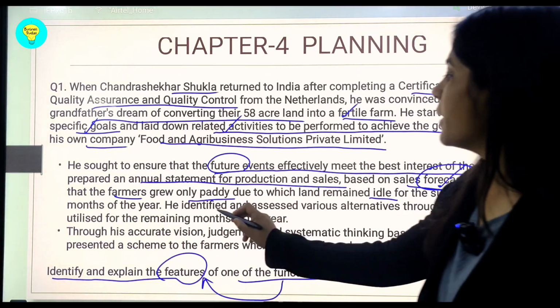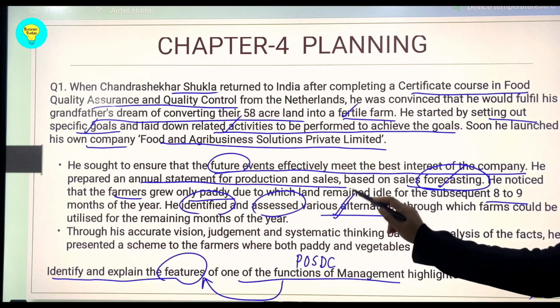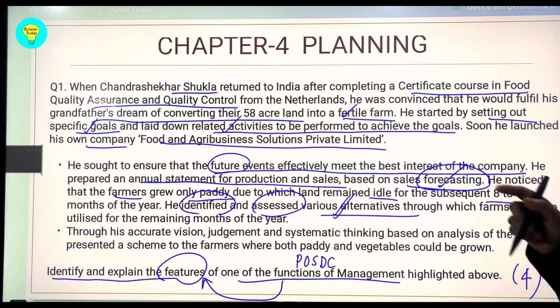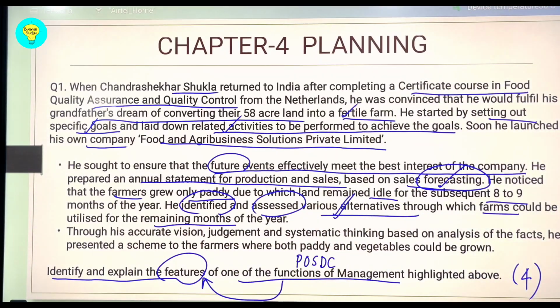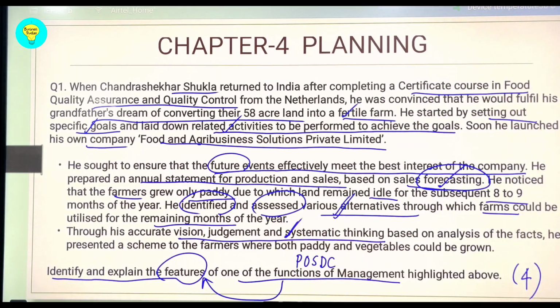He has identified and assessed various alternatives. Now you see, students, you have got the clear-cut answer to the question, that he has also identified alternatives. He has also evaluated those alternatives through which the farms could be utilized for the remaining months. Through his accurate vision, judgment and systematic thinking, he is applying all his subjectivity based on analysis of the facts. So he has also utilized the numerical figures as we talked about. He has presented a scheme to the farmers where both paddy and vegetables could be grown together.